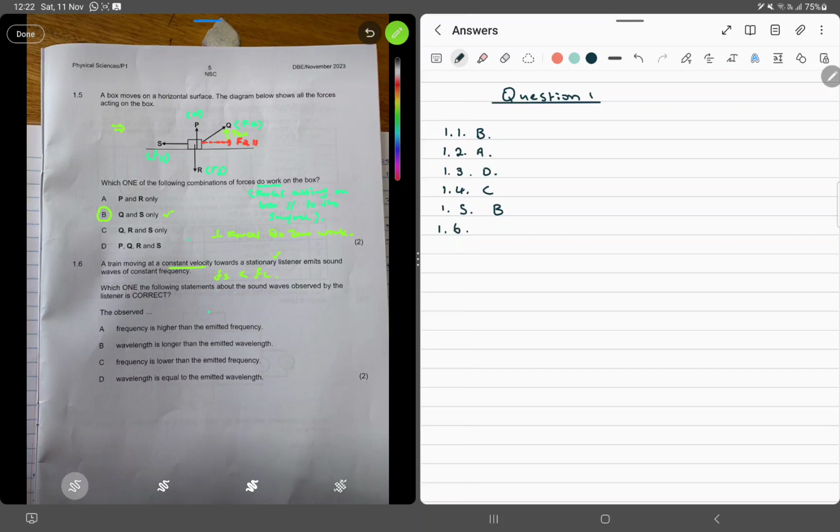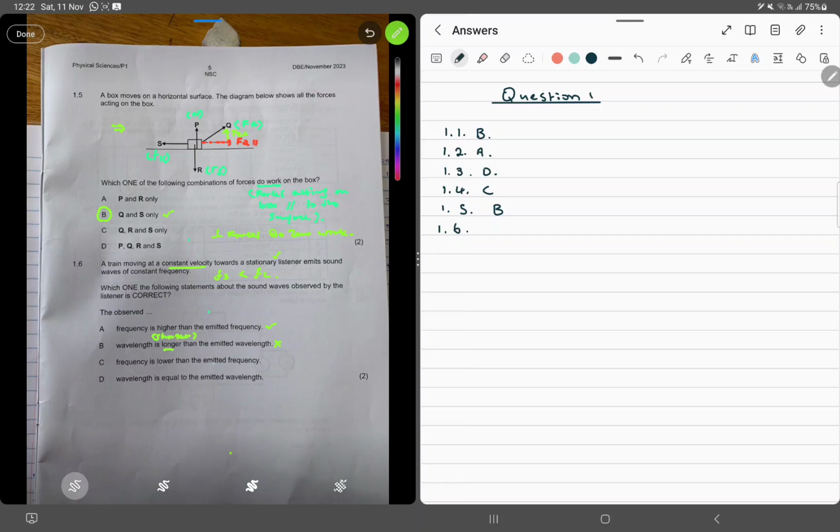Which one of the following statements about the sound waves observed by the listener is correct? The observed frequency is higher than the emitted frequency, most definitely, because that is what happens when the source is moving towards a listener. The observed wavelength is longer than the emitted, not necessarily, because should the frequency be higher, it means a shorter wavelength. So it should actually be shorter. And because of that statement longer, this is incorrect.